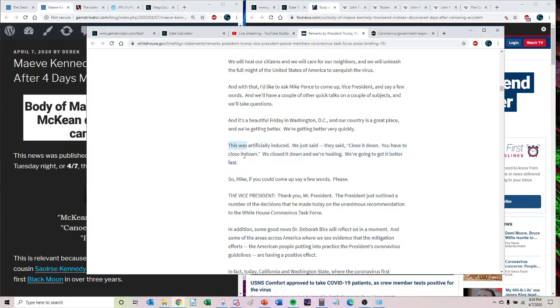I noticed in Trump's speech back on April 3rd, he was talking about the shutdown. And if you actually look on whitehouse.gov and look at the actual quote that Trump said, he said this was artificially induced. They said, close it down. You got to close it down. So we closed it down and we're healing. And this is a little bit of truth in plain sight that the government likes to do. And maybe Trump's doing this on purpose, but think about this. Why would he say it's artificially induced?